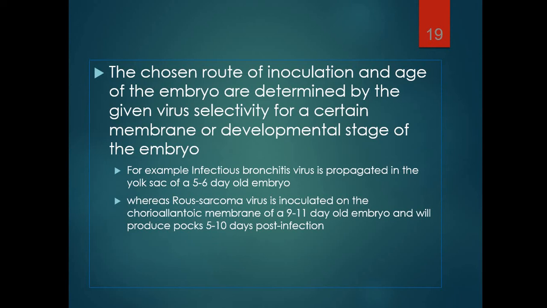as well as different times for the embryo, meaning some important days for the different viruses to grow. It should be how many days old for different viruses. For example, you can see here infectious bronchitis virus is propagated in the yolk sac of 5 to 6 days old embryo.